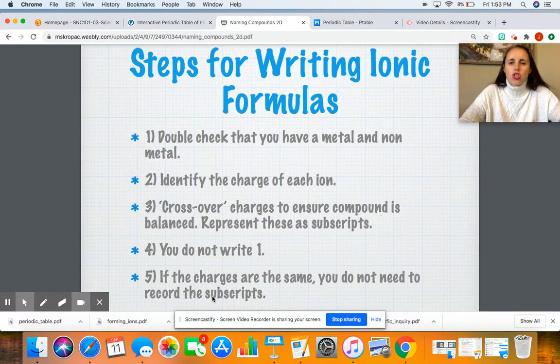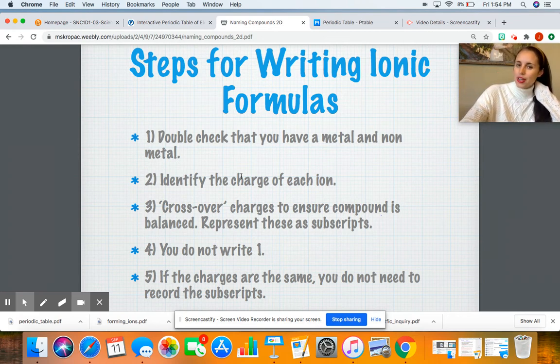Now that we understand charge balance, I'm going to give you a set of rules that you're always going to follow when you're writing ionic formulas. Your first rule is always going to be: double check you have a metal and a non-metal. If you don't have a metal, you're actually not dealing with an ionic compound, and these rules are not going to work. So always double check to make sure you have a metal and a non-metal first.